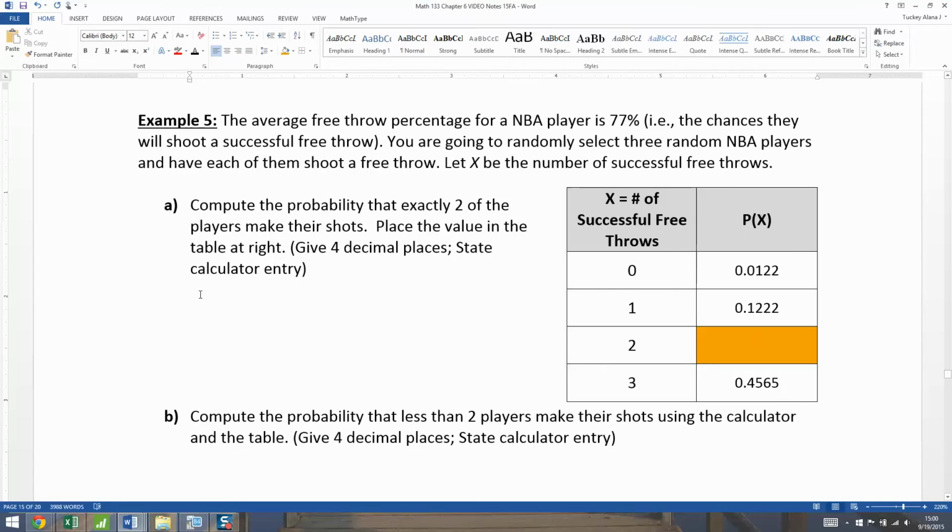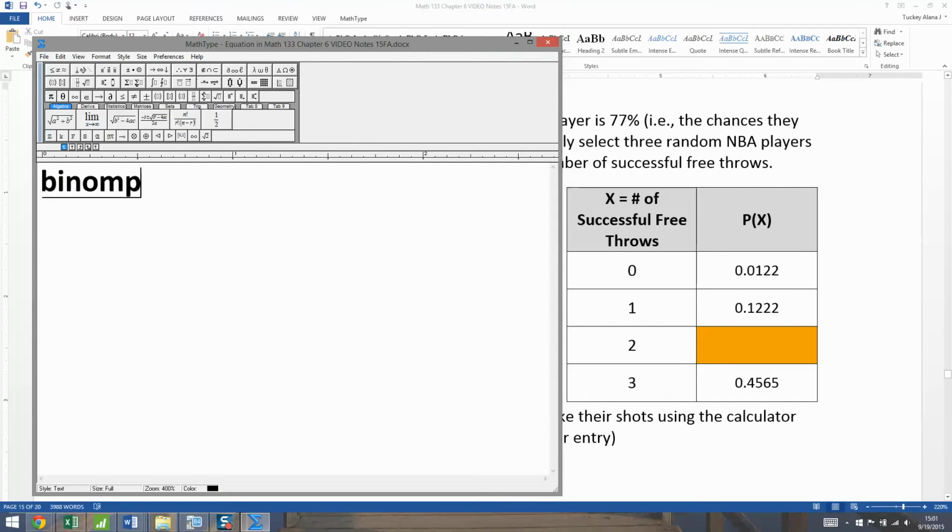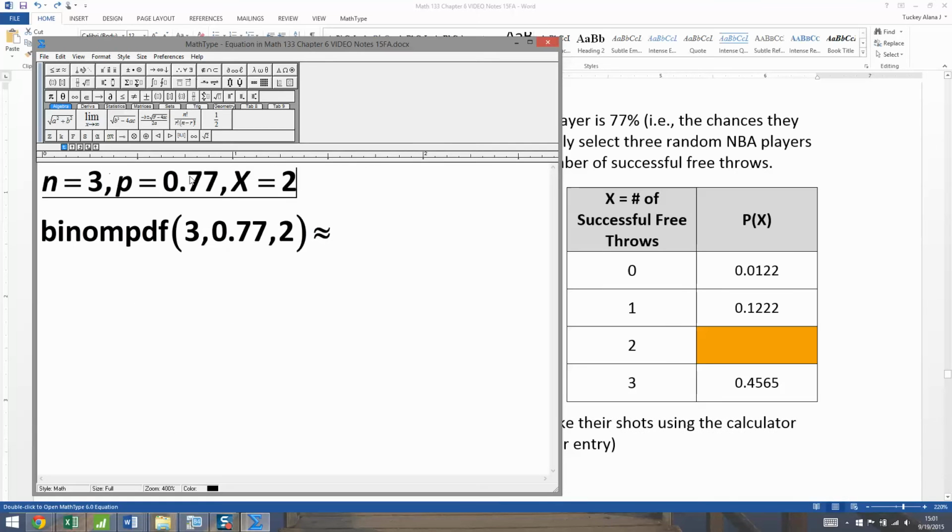You got to be a little bit cautious if you're getting down there. All right, so how would that work? Well, it'd be binomial PDF because it's an exact probability. There were 3 shots taken, so that was n. Our probability of success was 0.77, and we want 2. As a matter of fact, let me put those in there. So x is 2, p is 0.77, n is 3. So we want that probability there.